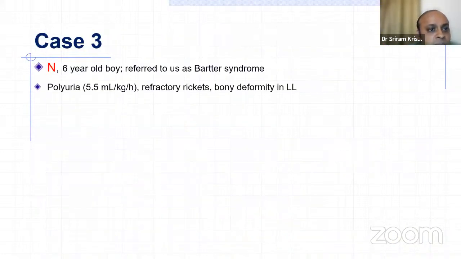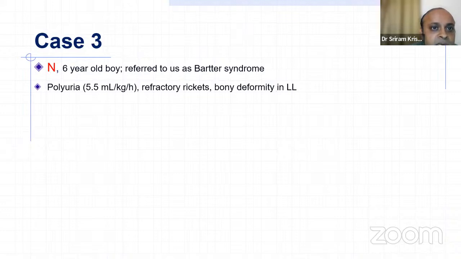Now we come to case 3. This is a 6-year-old boy who was referred to us as Bartter syndrome. Why? Because he had hypokalemic metabolic alkalosis from another hospital. He was found to have polyuria. He was found to have rickets. Now, rickets is reported in Bartter, but it's not a very common feature.